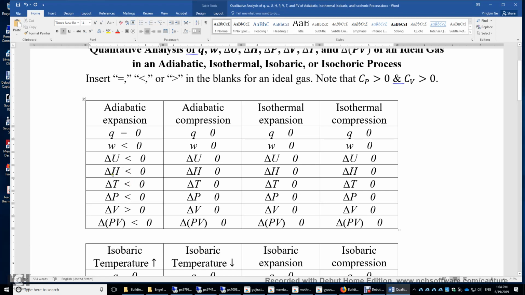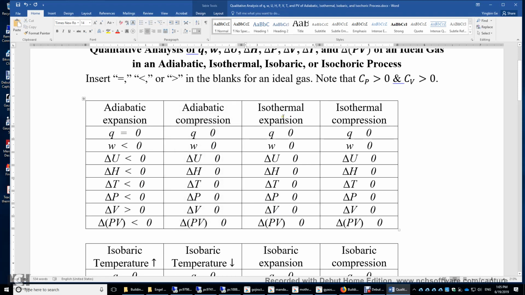There's another way to analyze delta H. H equals U plus PV. And you can see delta U is negative, delta PV is negative, therefore delta H is also negative. All right, how about this column? This column is adiabatic compression. So really, if you see a less than, just change it to greater than. If you see a greater than, change it to less than. And if you see an equal sign, just keep the equal sign here. That will solve this column.